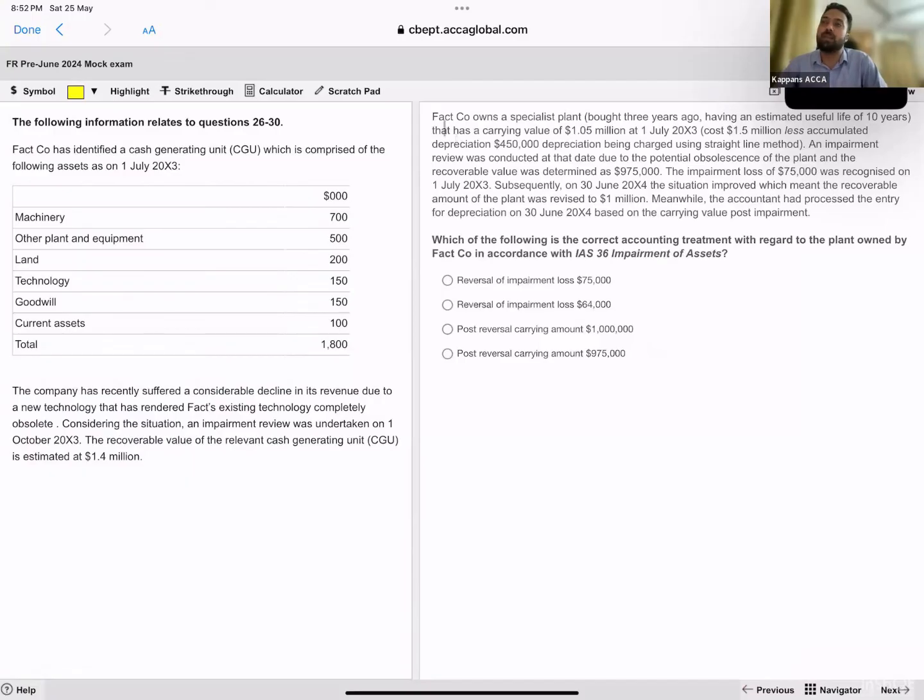So on the right hand side, Fact company owns specialist plant bought 3 years ago, having estimated useful life of 10 years that has a carrying value of 1.05 million at 1st July X3. Cost is 1.5 million less accumulated depreciation for 450,000, depreciation being charged using straight line method. An impairment review was conducted at that date due to potential obsolescence of the plant and recoverable value was determined as 975,000. The impairment loss of 75,000 was recognized on 1st July X3.